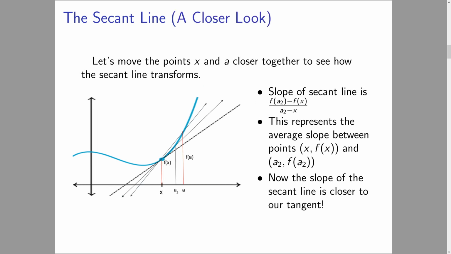Now let's move the points x and a closer together to see how the secant line transforms. We move the line closer to the tangent line. So the new slope of the secant line will be f(a2) minus f(x) divided by a2 minus x, because we move the point, so there will be a new y value. Now we represent the y value as f(a2). This represents the average slope between the points (x, f(x)) and (a2, f(a2)). Now the slope of the secant line is closer to our tangent.